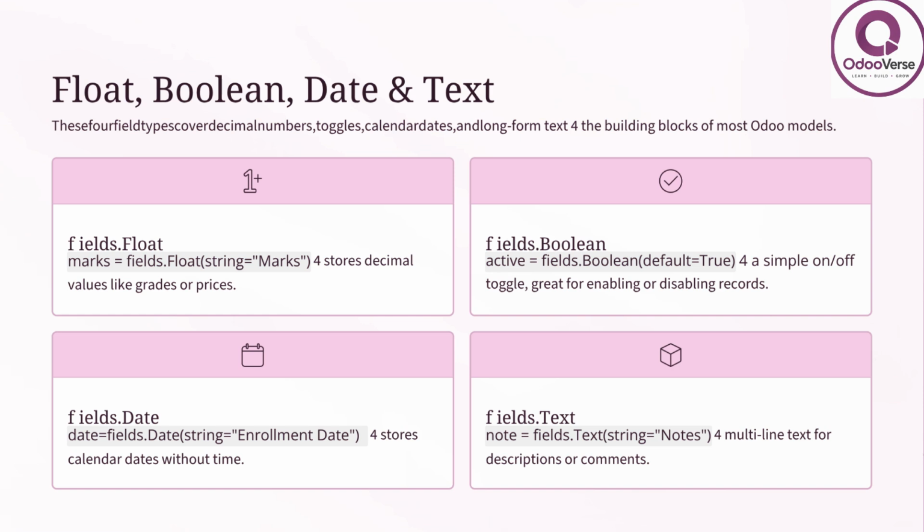Now, let's understand four more important field types. Fields.Float is used for decimal values like marks, percentages, or prices. Fields.Boolean is basically an on and off switch. It stores either true or false. Fields.Date stores calendar dates without time. And fields.Text is used for long multi-line text like notes or descriptions. Together, these field types help us build real business applications in Odoo.